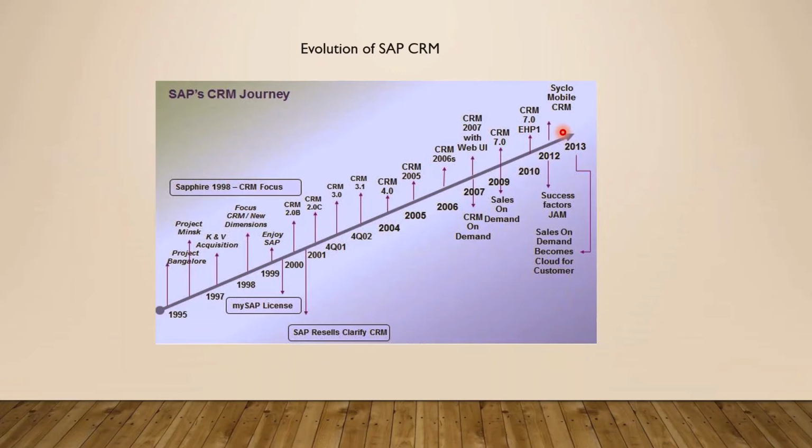So that's how CRM evolves. It was initially put at Bangalore, and then we have CRM, and this is how CRM evolved: EHP1, EHP2, EHP3. So that's how the CRM evolves basically.